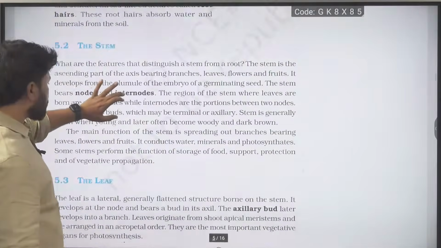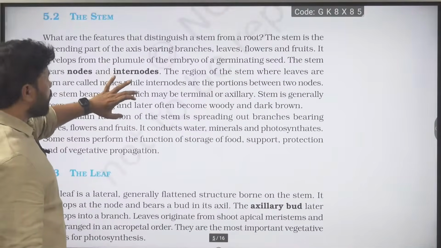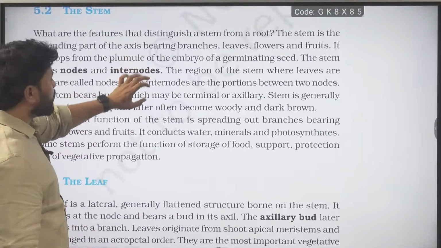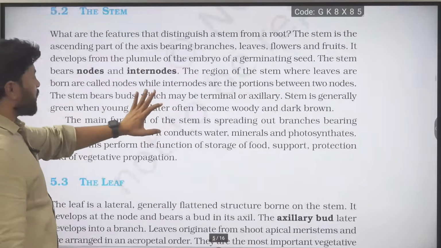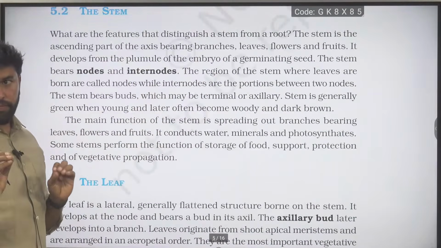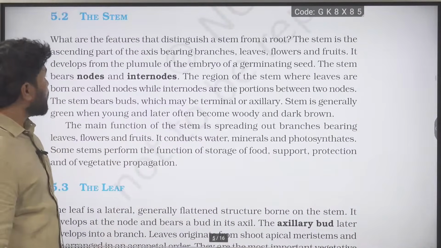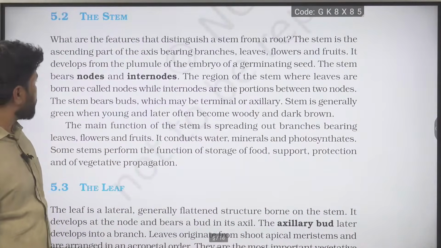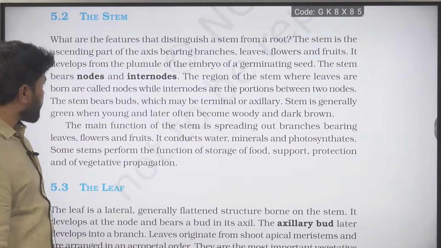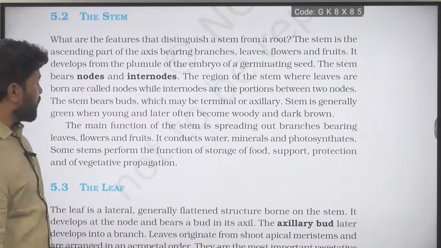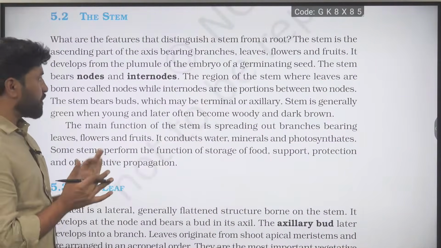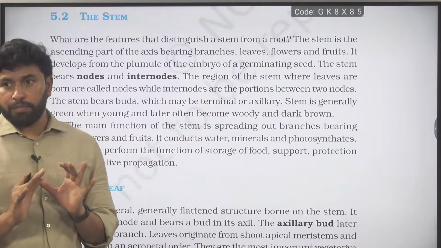Stem. Listen, ma. What we need to learn regarding stem, I will clarify here. You just underline if possible. What are the features that distinguish a stem from root? Stem is the ascending part of the axis bearing branches, leaves, flowers and fruit. This is the title you have to remember.